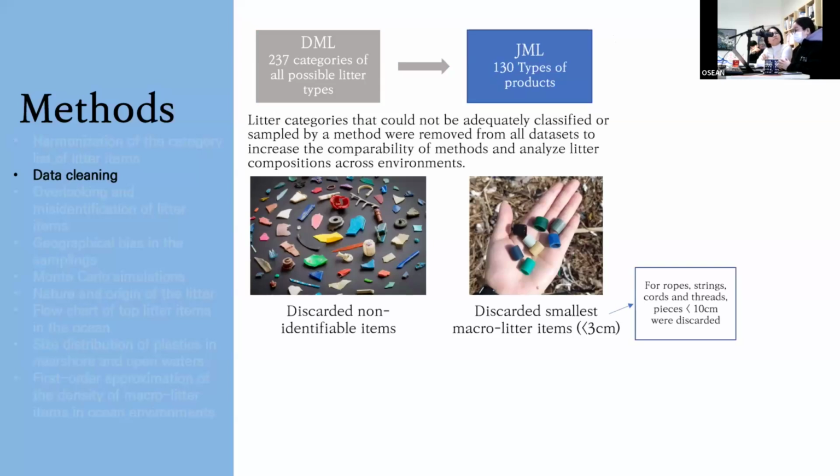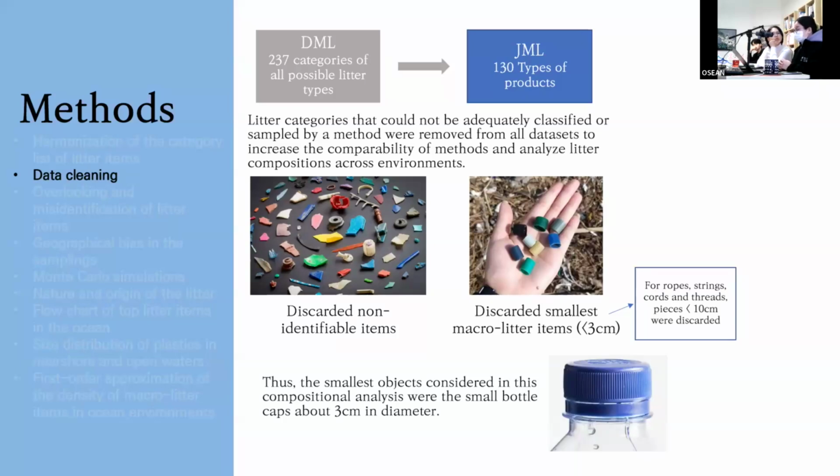And then next is data cleaning. Litter categories that could not be adequately classified or sampled by a method were removed from all sets to increase the comparability of methods and analyze litter compositions across environments. First, they discarded non-identifiable items such as fragments and broken pieces that cannot be associated straight away with a particular identifiable primary object. Then the smallest macrolitter items were also discarded because they probably were not systematically sampled in all datasets. This was the case of the cigarette filters, cigar tips, and other kinds of litter items smaller than 3 centimeters. For ropes, strings, cords, and threads, researchers discarded those tangles and pieces smaller than 10 cm. Thus, the smallest items considered in this compositional analysis were the small bottle caps, about 3 cm in diameter.